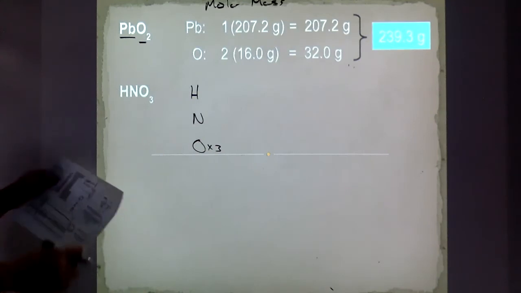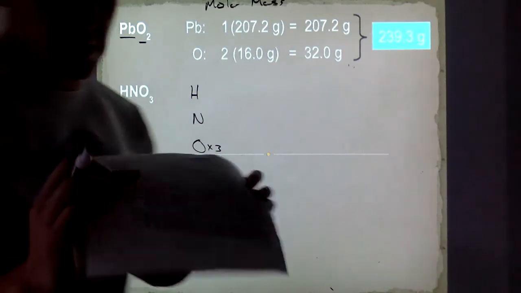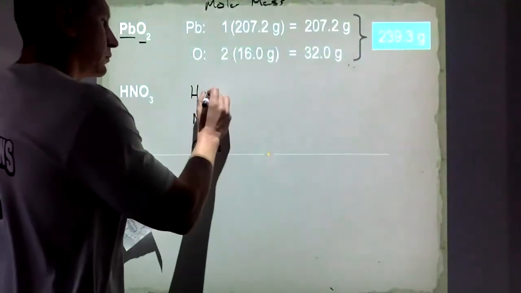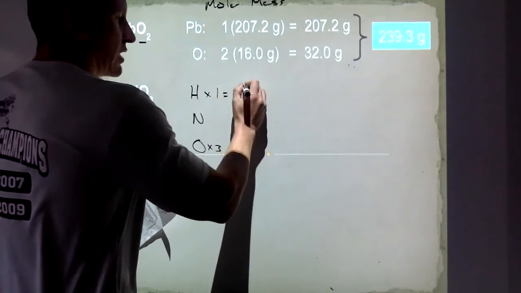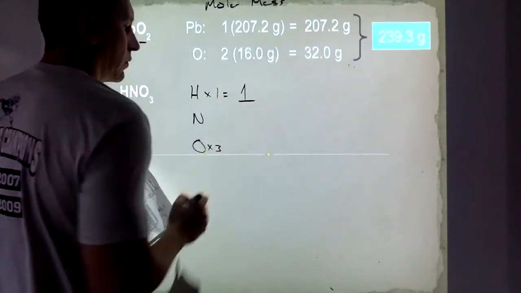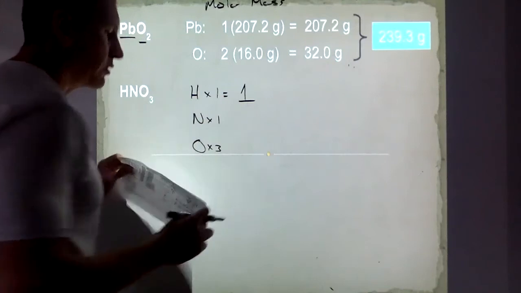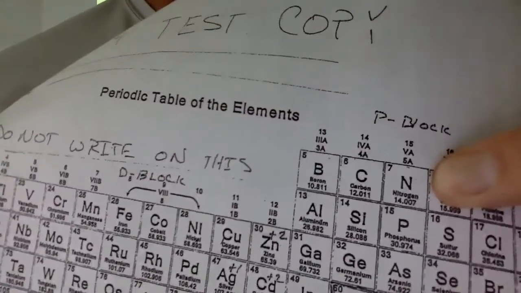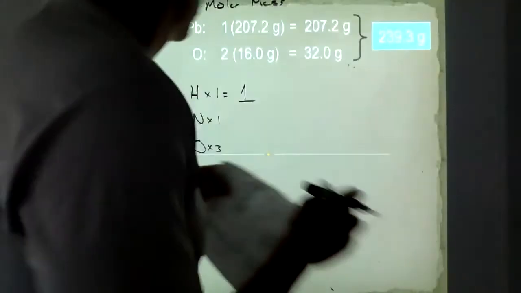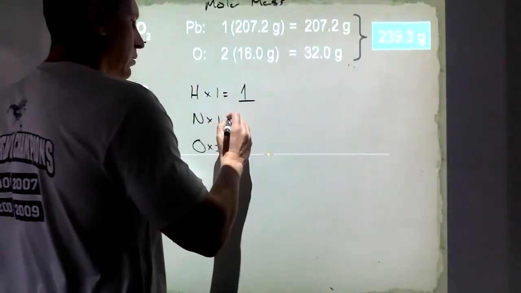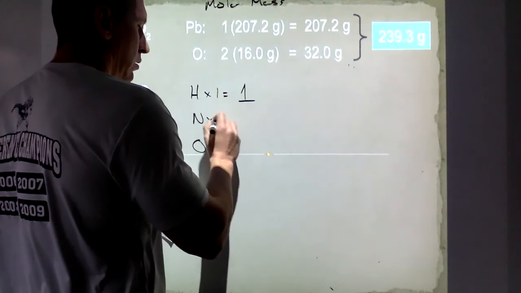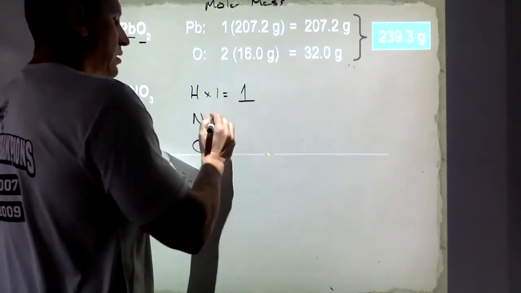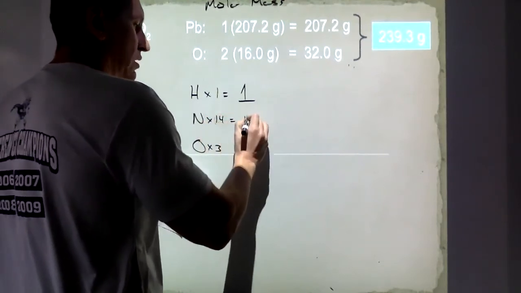Okay, so if you look at your periodic table, the mass of 1 hydrogen, right here, is 1. That's going to equal 1. Okay, the mass of 1 nitrogen right here is 14. So 1 times 14, nitrogen times 14 equals 14.